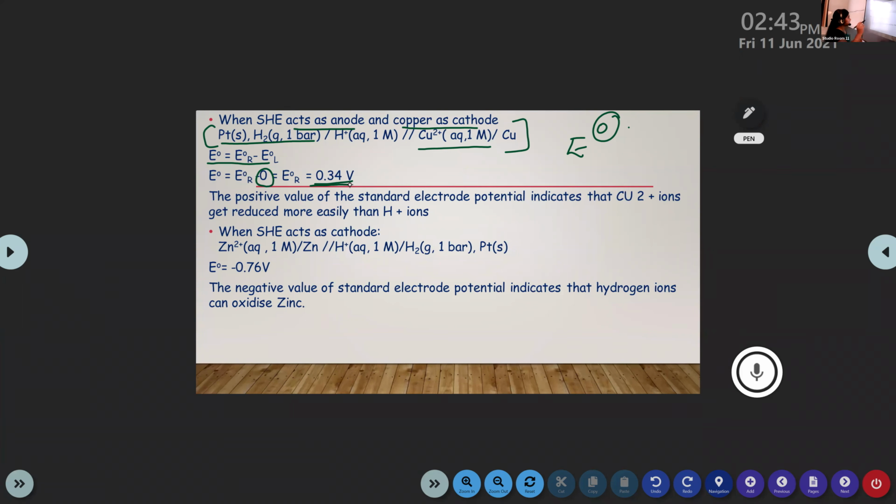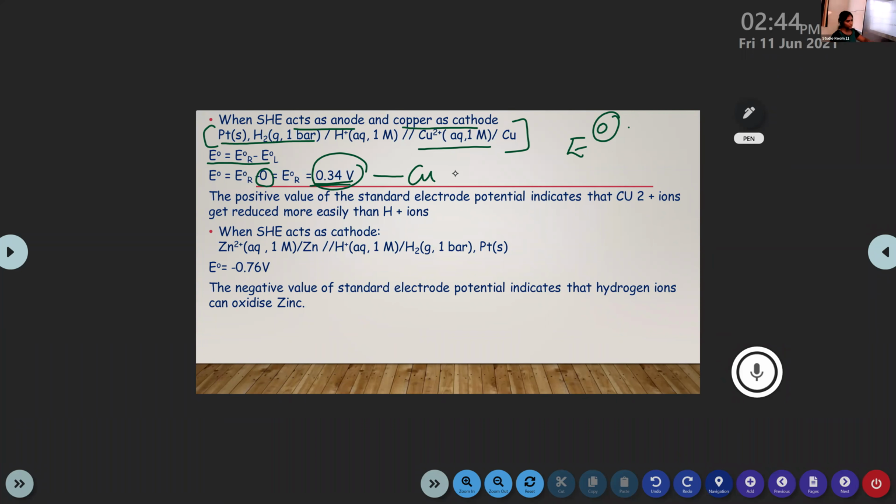That means this is the electrode potential of copper, because the electrode potential of the standard hydrogen electrode is 0. So this value belongs to copper. Through this method, we can find out the electrode potential of copper. Okay, clear? Is this clear for you? Yes or no? Do you want to repeat it once again? Anyone? Yes, ma'am. Yes, sure.